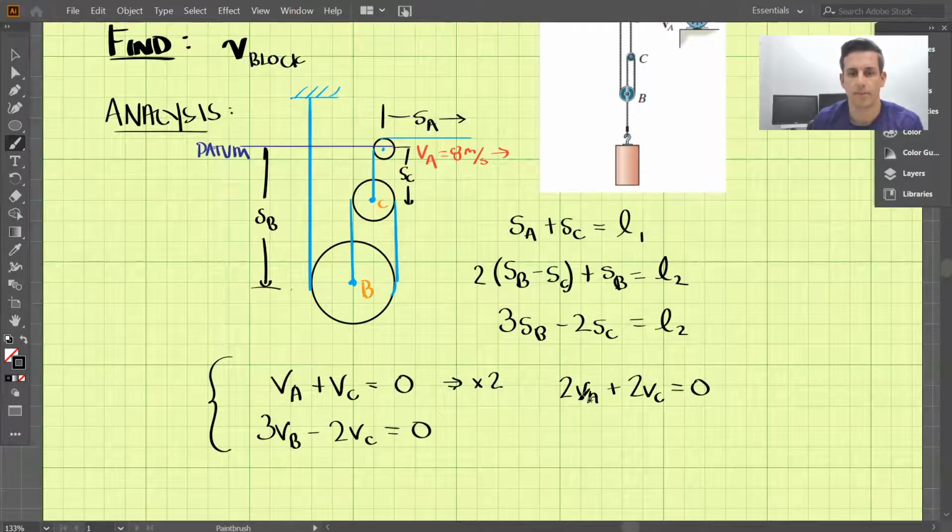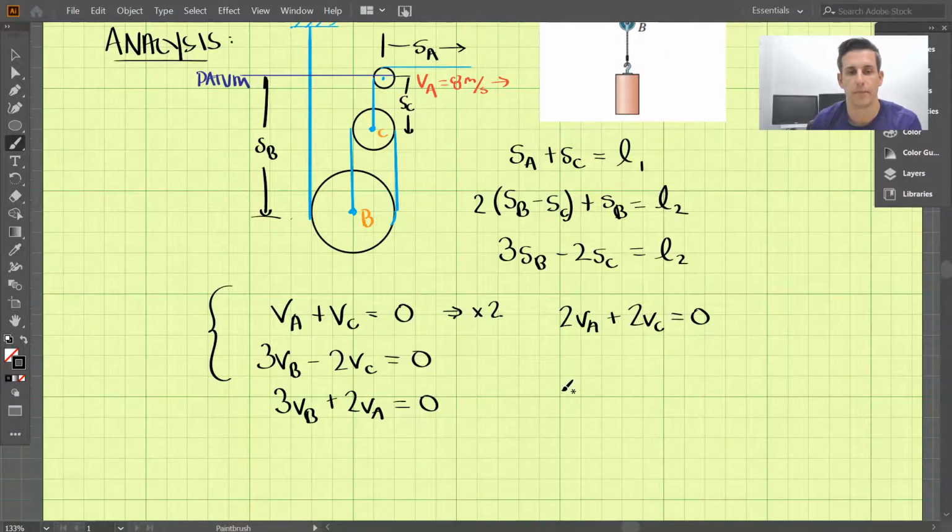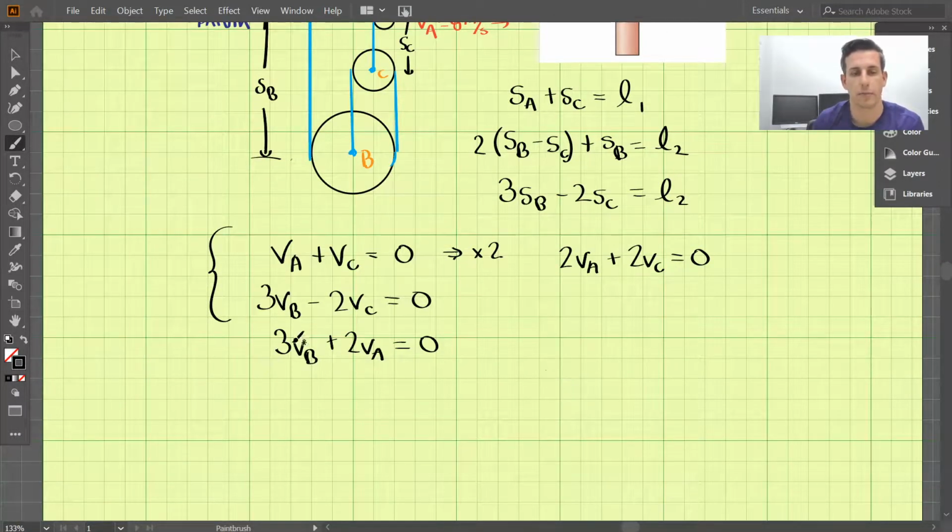Now we're going to take this equation and add it to the other equation. The left-hand sides we add together, which gives 3VB plus 2VA. When we take 2VC and add it to negative 2VC, they cancel each other out, and that's equal to 0. So with that equation, we have the relationship between VB and VA. And VA we're given is 8 meters per second, so with that, we can solve for VB.